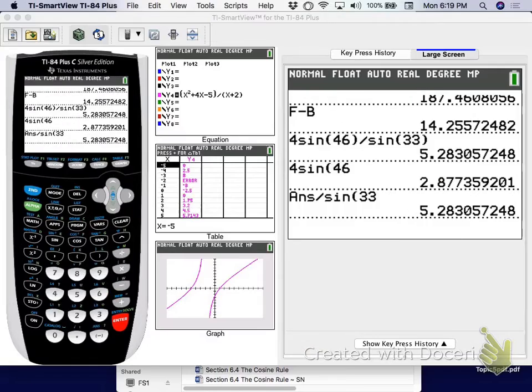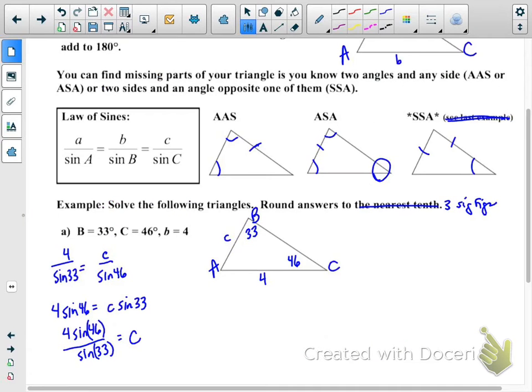One thing that students do with this is they kind of get the setup right, but then they end up getting the answer wrong because they don't know how to put it in the calculator. And that's kind of a silly reason to get it wrong. Okay, so I've got C. Now, in order to find little letter A, I need to know the angle across from A. I can go ahead and find that now. I actually could have found that from the beginning. 180 minus 33 minus 46. That's going to give me 101 degrees.